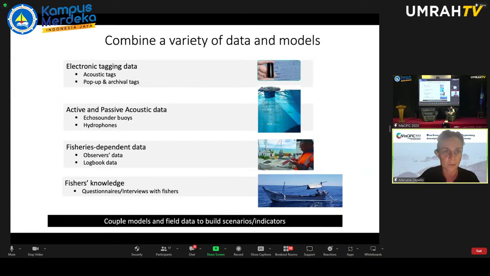They range from electronic tagging data, so acoustic tags and pop-up archival tags, both active and passive acoustic, and fisheries-dependent data from logbook and observers data, and also the knowledge of the fishers, who are among the main actors that know very well the behavior of the fish. And the methodology basically combines these different data and models.